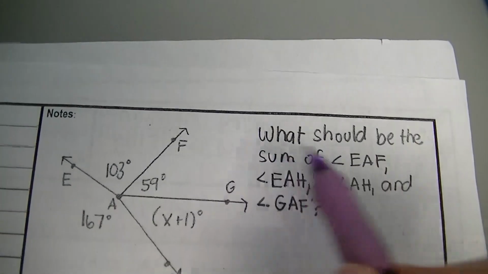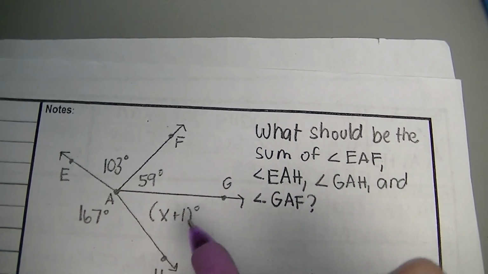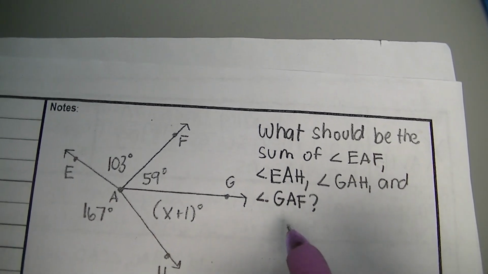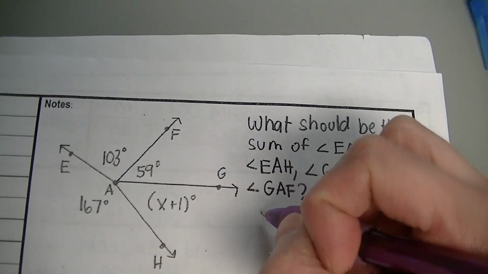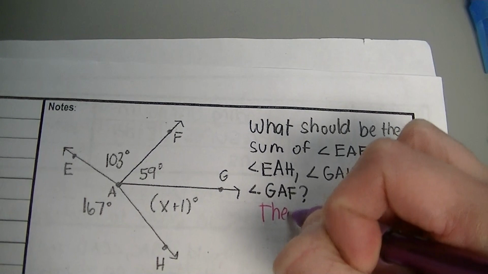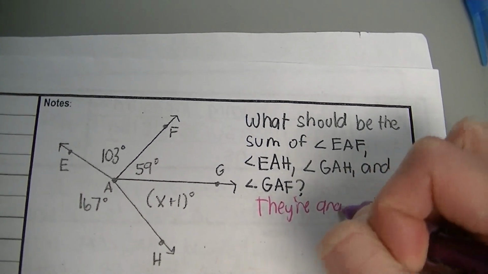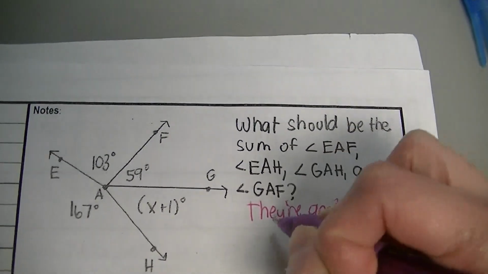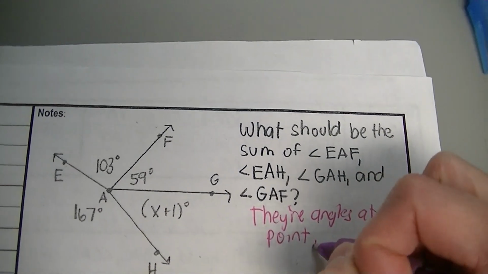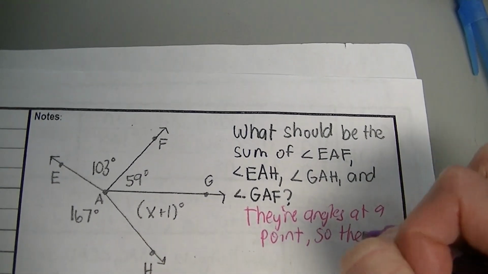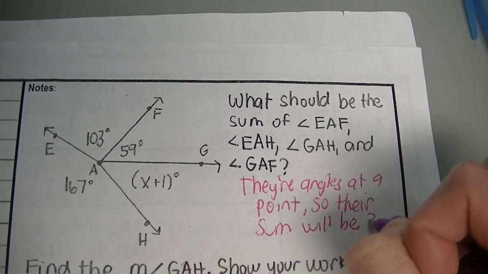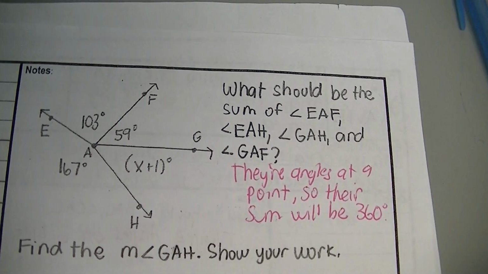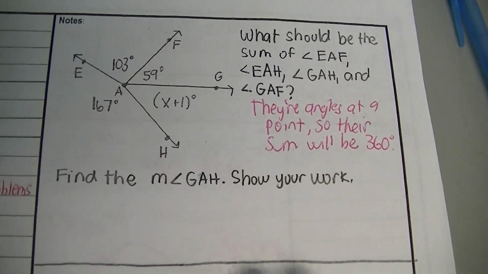Okay? So what should the sum of angle EAF, EAH, GAH, and GAF be? So that's all those angles right there. Their sum should be 360 degrees because they're angles at a point. So their sum will be this, 360 degrees. Okay? All right.